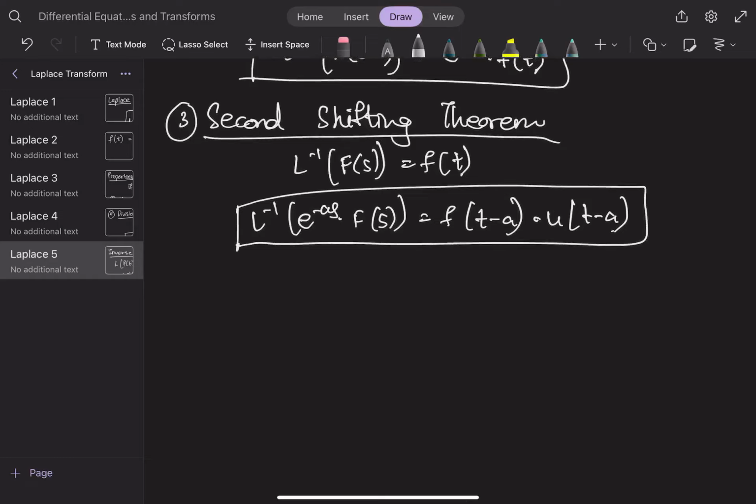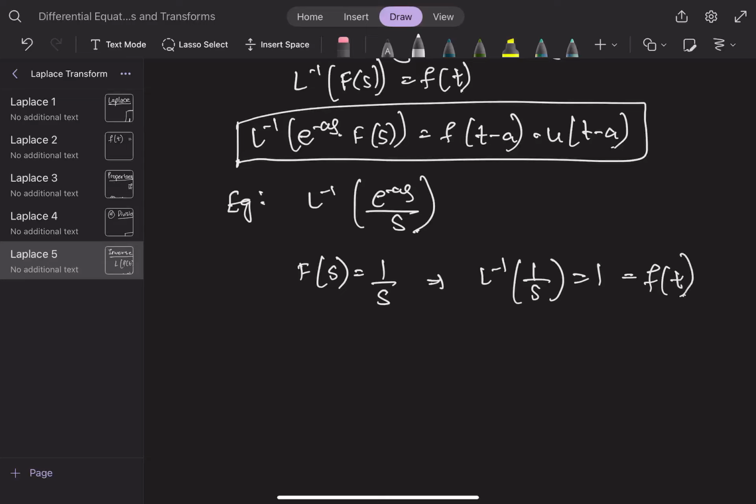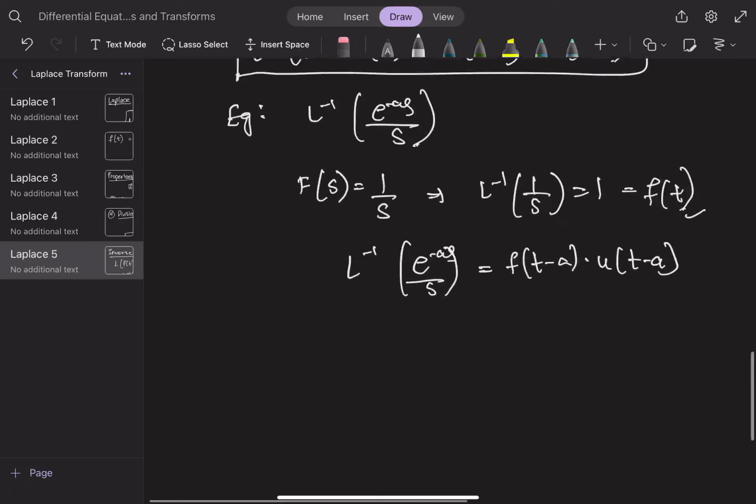For example, if you have Laplace inverse of e raised to minus as divided by s. If you write F(s) as 1 by s, then Laplace inverse of 1 by s becomes 1. So this is basically your f(t). So Laplace inverse of e raised to minus as divided by s becomes f(t minus a) multiplied by u(t minus a). Now f(t) is a constant, so it won't change. So 1 multiplied by u(t minus a). So the answer becomes u(t minus a).